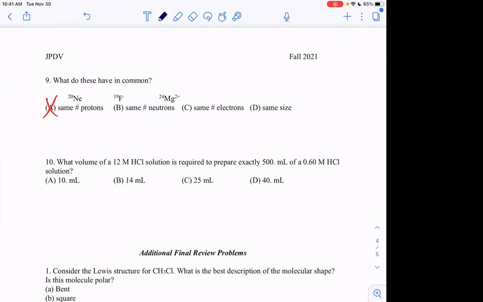Magnesium has 12 that has lost 2. They all have 10 electrons. Fluorine has 9, but it's gained 1. It's the fluorine anion. And neon has 10 electrons to start with, and it's not an ion. Same number of electrons. They're not going to be the same size, even though they're isoelectronic, because they have a different nuclear charge. Remember, the larger nucleus pulls the electrons in a little bit stronger. It's like a stronger magnet, stronger attraction. So they won't be the same size. So it should be the same number of electrons.